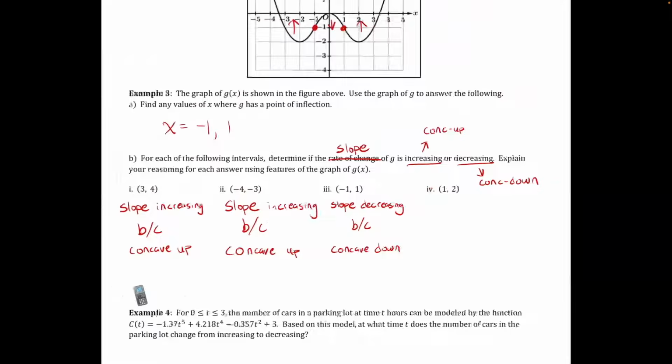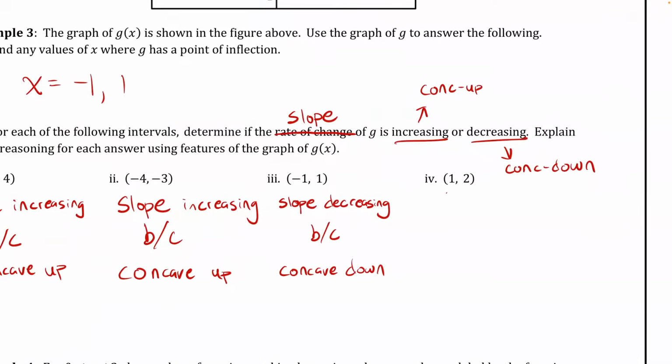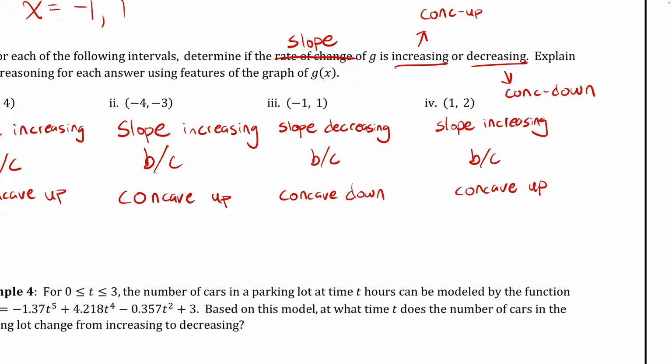All right, what about between 1 and 2? The next one's the same. Between 1 and 2, the slope was down, but it's trying to go back up. The slope is increasing, because concave up. All right, after this we're almost done.